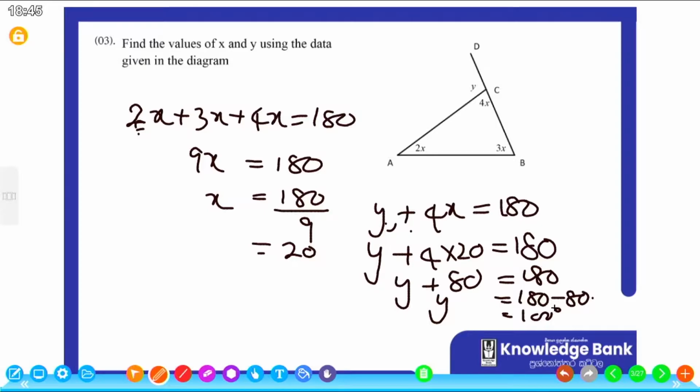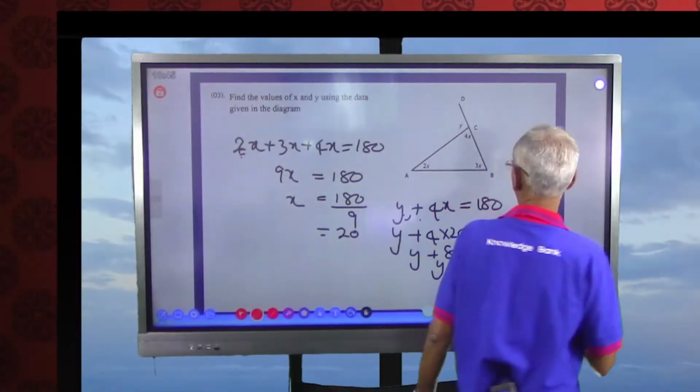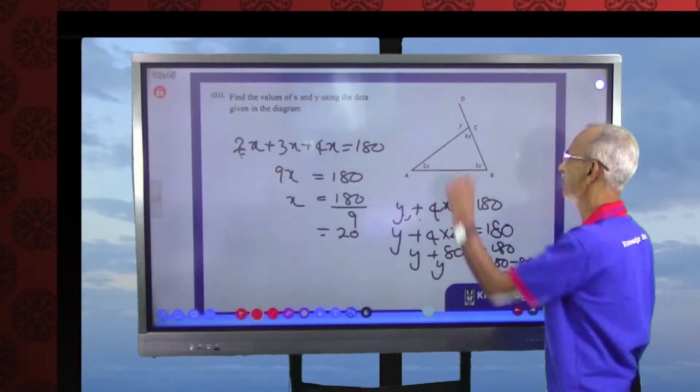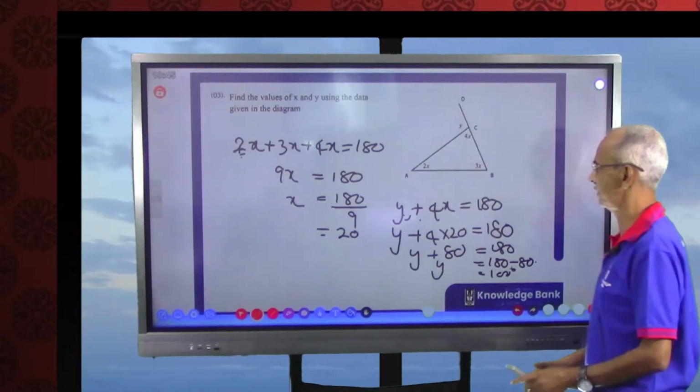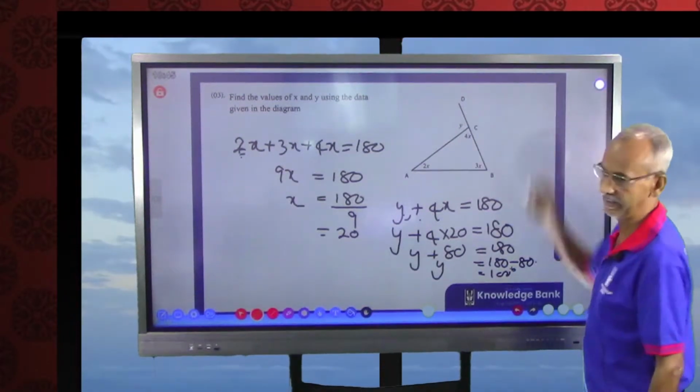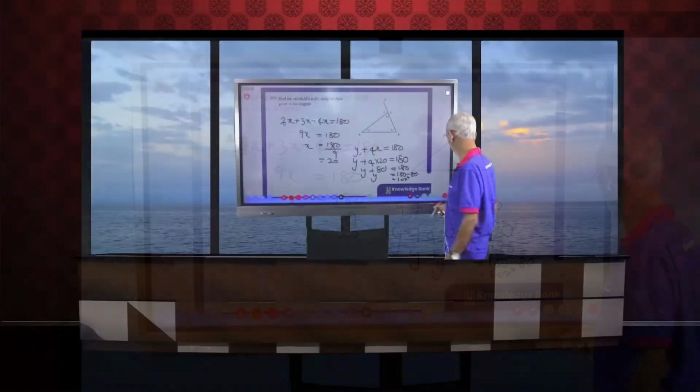That's the way. The important thing here is that the sum of the interior angles of a triangle is 180 degrees, and the other one is that the sum of the angles on a straight line is 180. Okay, let's move to the next question.